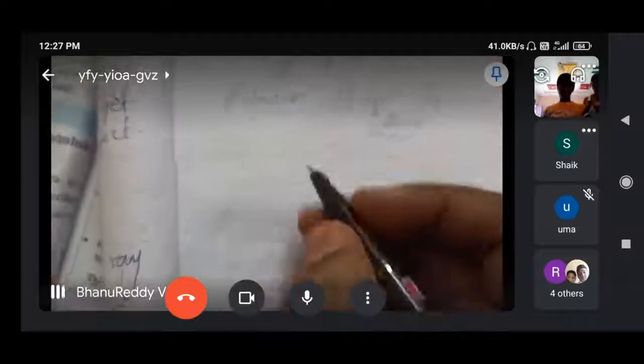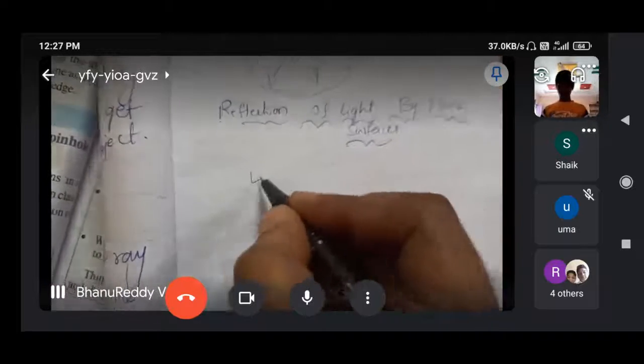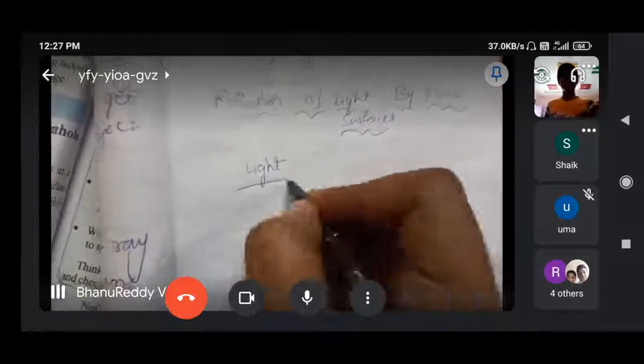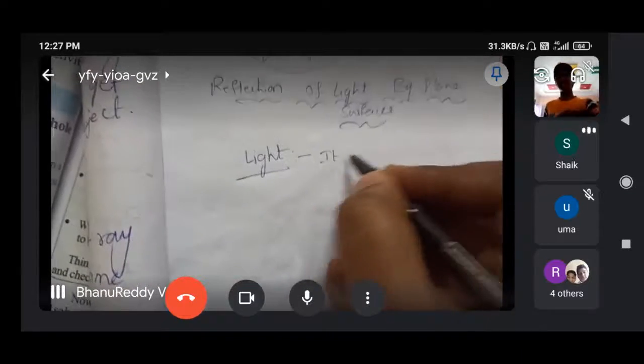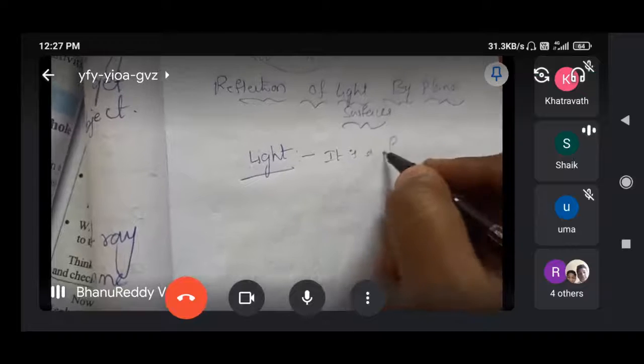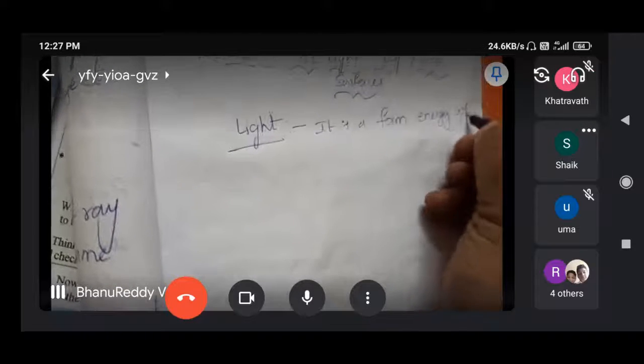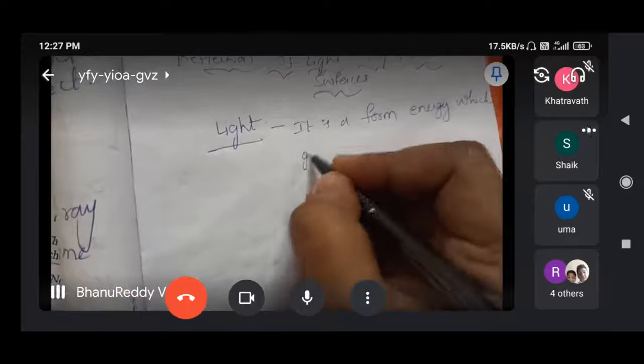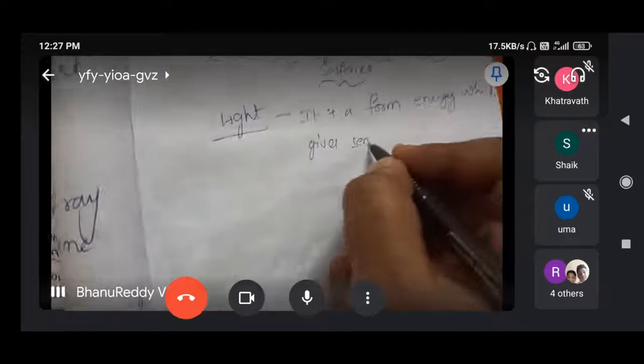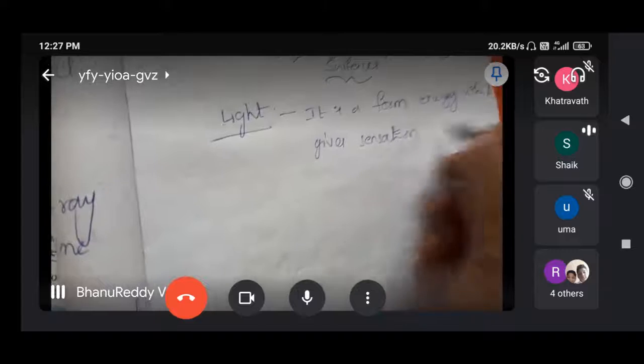From 6th class onwards you are studying the concept of light. What is the definition of light? It is a form of energy which gives sensation to our eyes.